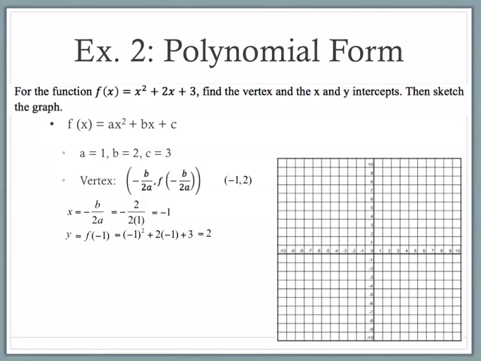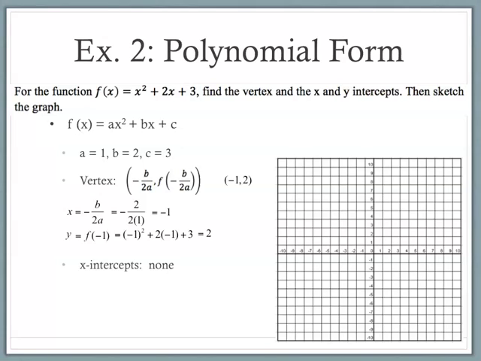Now for x-intercepts, we are going to use the quadratic formula. Now when you use the quadratic formula, you're going to end up finding that you have a negative under the square root. When that happens, that means there are no x-intercepts because you have a non-real number.